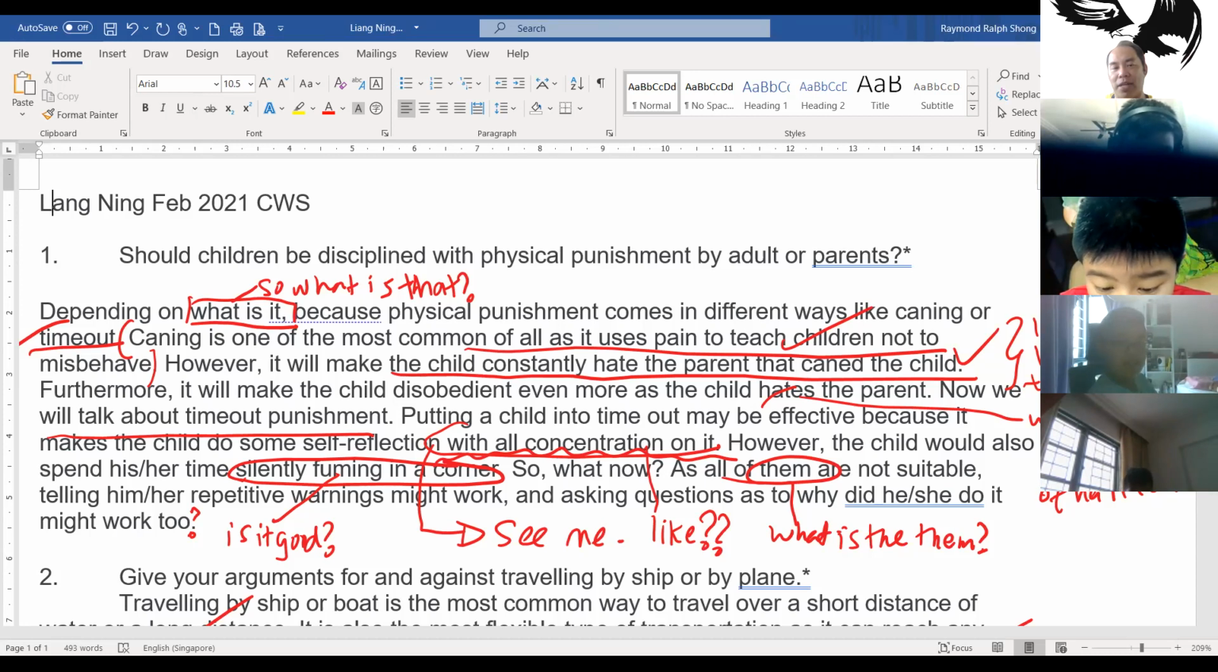For example, physical punishments come in different ways like caning or timeout. Now, corporal punishment is something that uses physical force, or sometimes corporal punishment can be the death penalty. So carry on. Caning is.